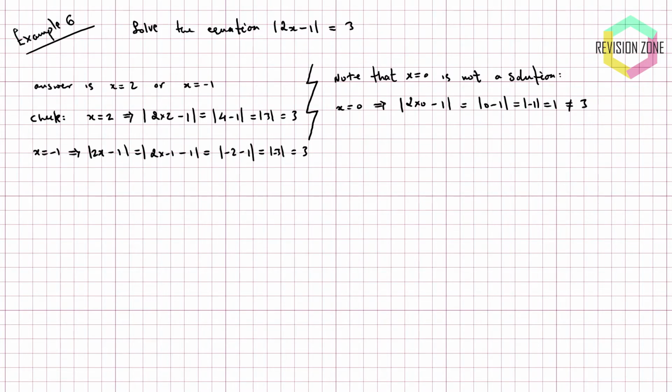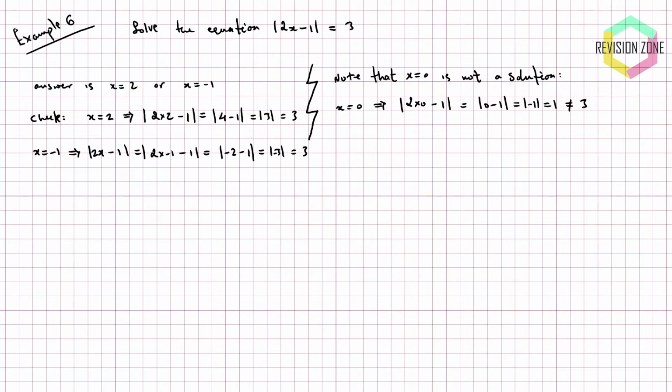So before we look at the answer, let's think about why x equals 0 is not the answer. The simple reasoning is that when you put x equals 0 into here, you find that the left-hand side does not balance with the right-hand side, right? You can see that here: when you put x equals 0, the 2x minus 1 goes to 2 times 0 minus 1, which of course is just minus 1. And the modulus of that is 1, which is definitely not 3, okay? So x equals 0 is not a solution.